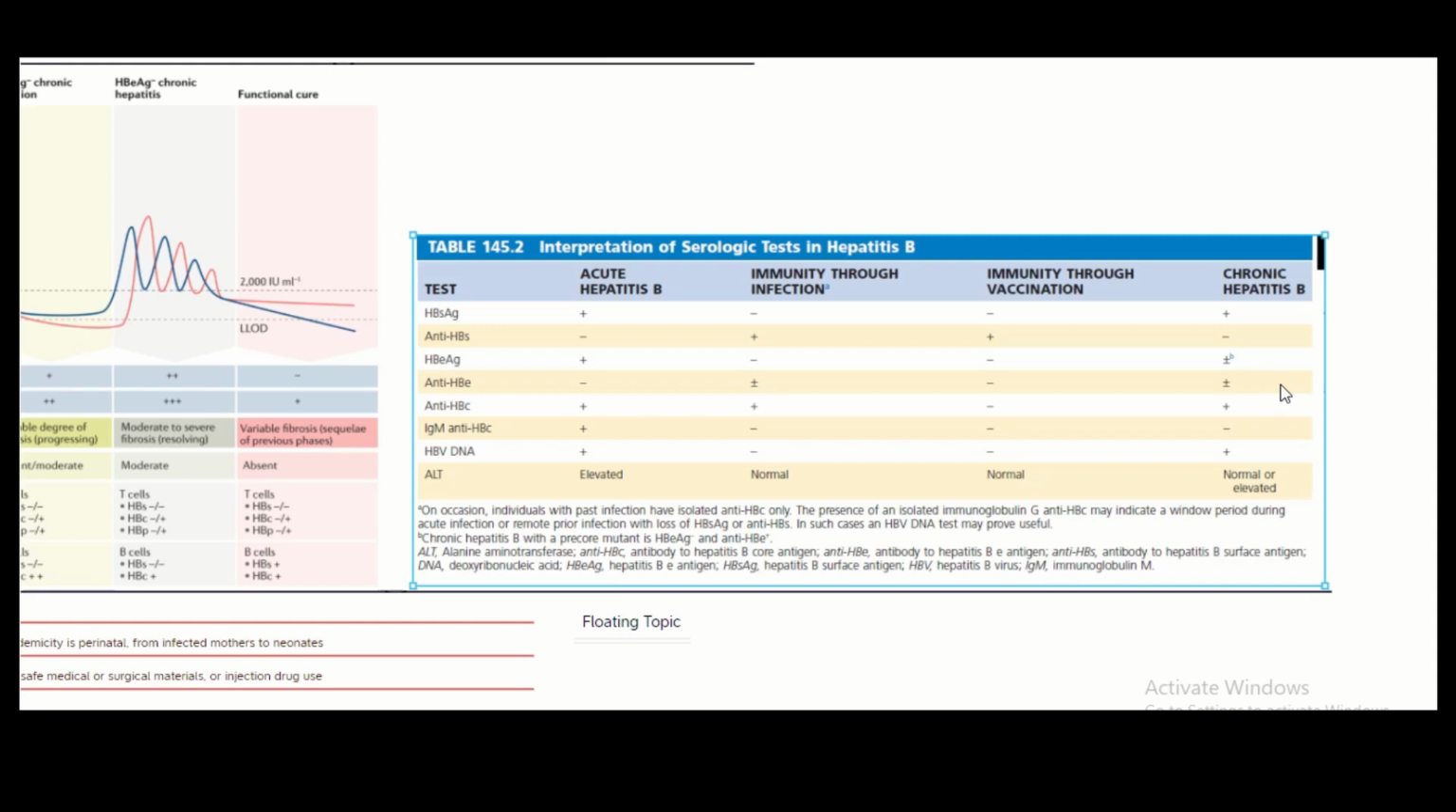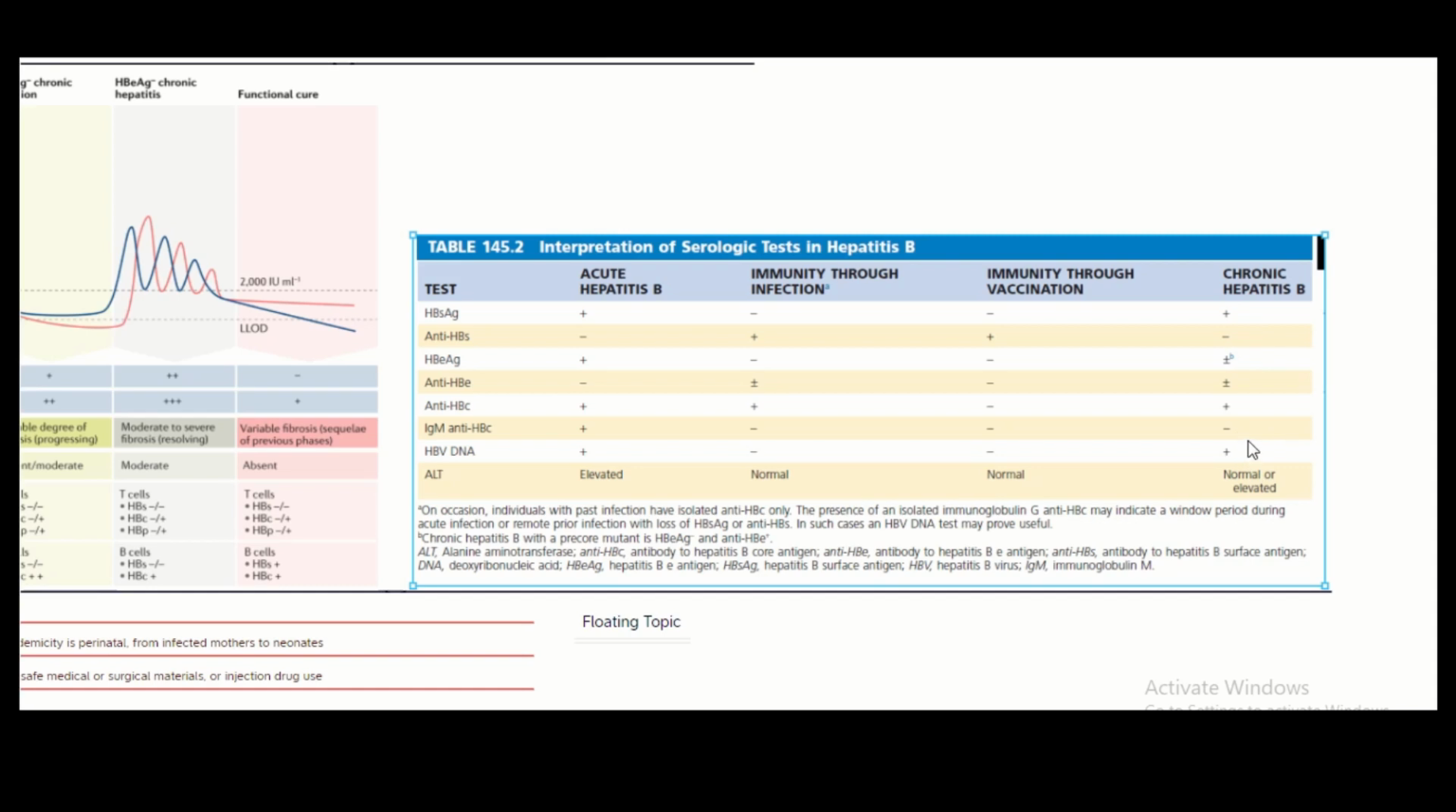To recap, we will have markers of the virus itself, which are the DNA and the surface antigen. And we will have indications of an immune response that happened some time ago, which is the anti-HBc. HBe may or may not be present. The same goes for the markers of liver inflammation.